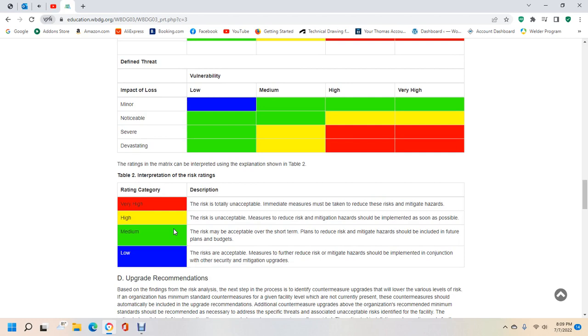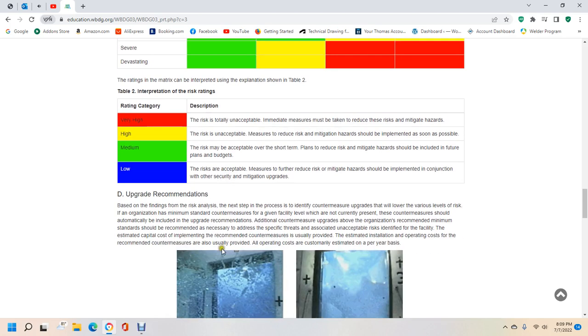Table 2, interpreting the risk assessment. A very high risk is unacceptable, and an immediate measure must be taken to reduce or mitigate the hazard. High risk is unacceptable, and measures to reduce the risk and mitigate the hazard should be implemented as soon as possible. Immediate risk may be acceptable over a short time. Plans to reduce risk and mitigate hazards should include future plans and budget. Low risk is acceptable, and measures to reduce the risk and mitigate hazards may be implemented in conjunction with other risk mitigation upgrades.